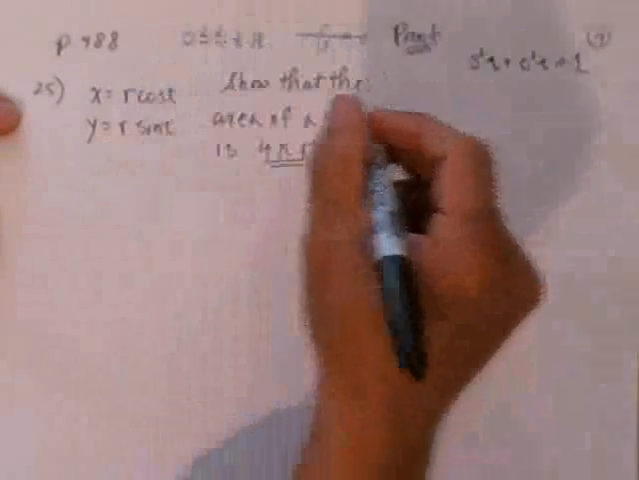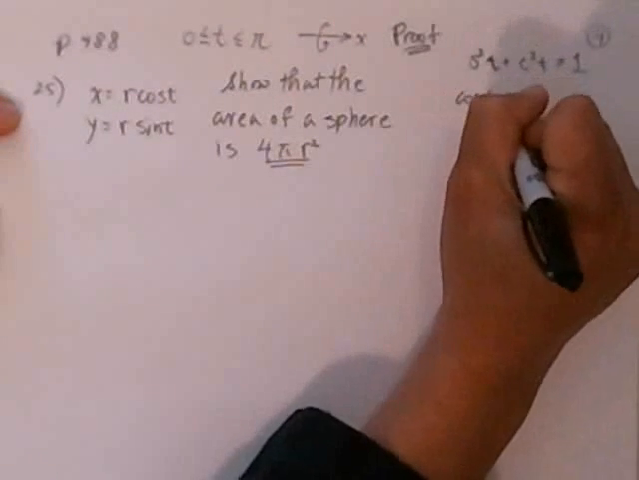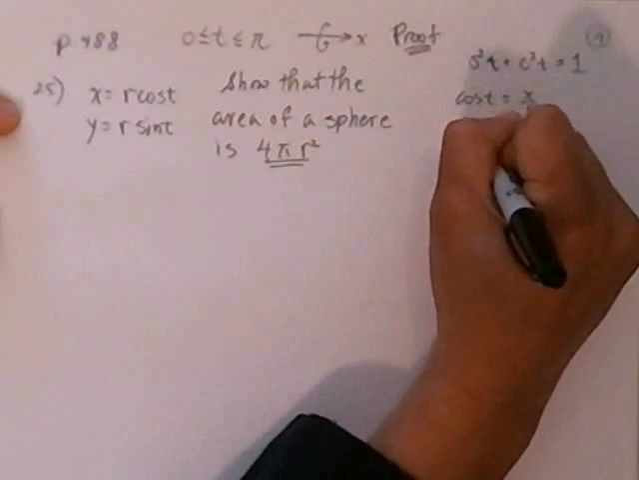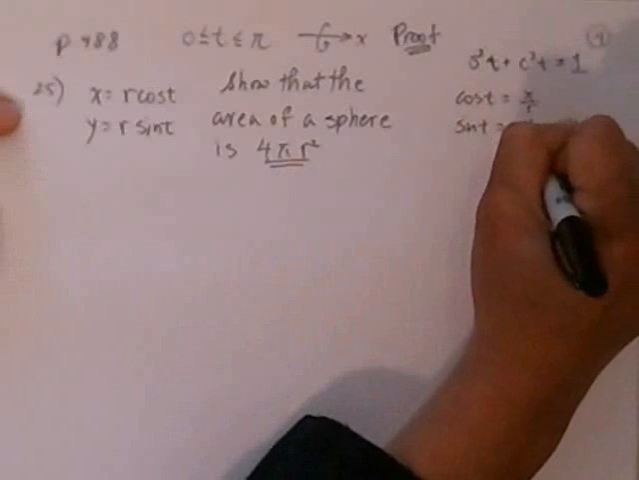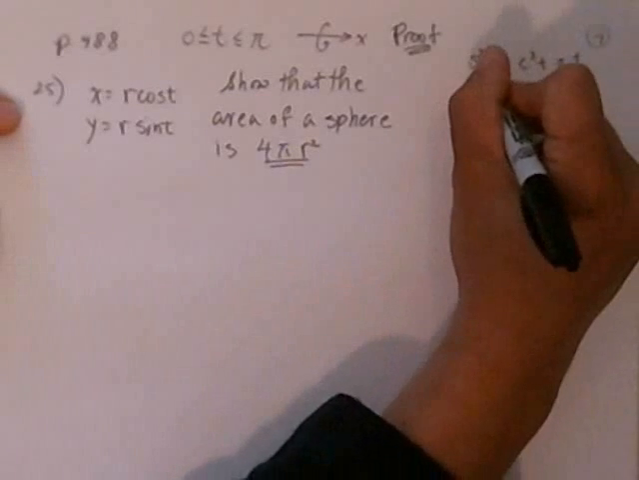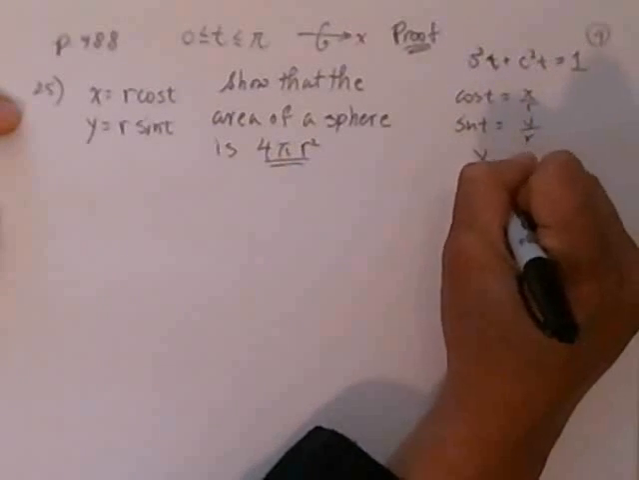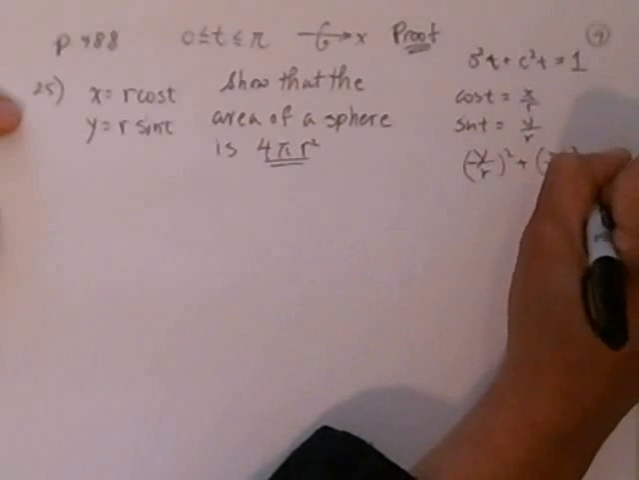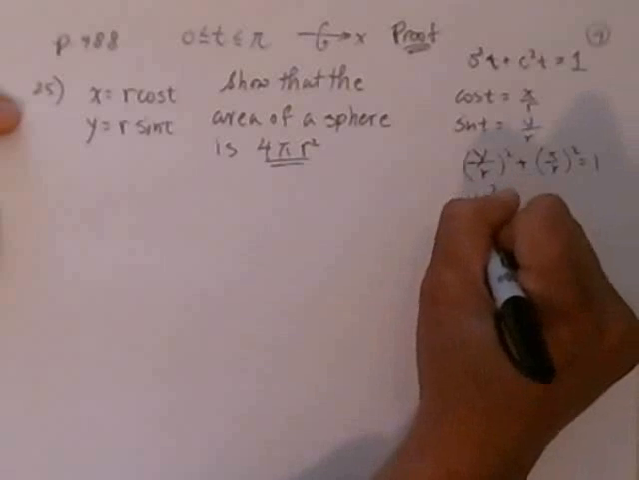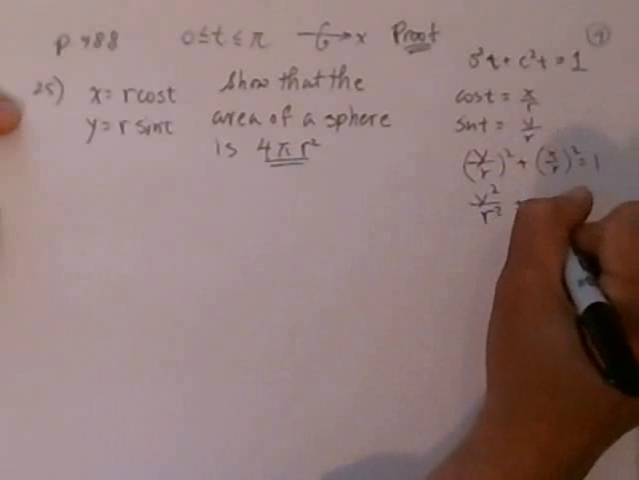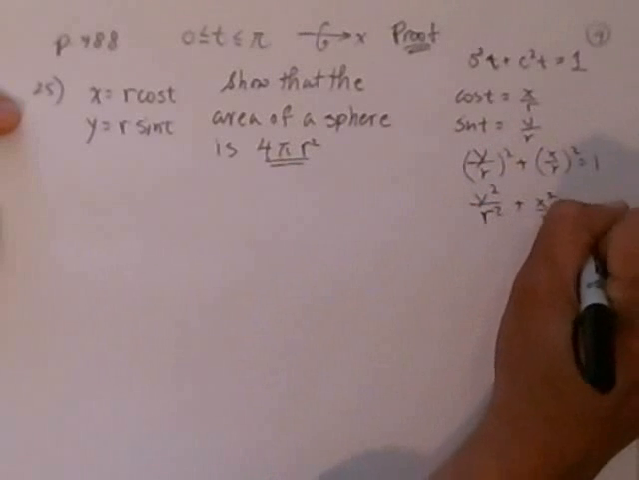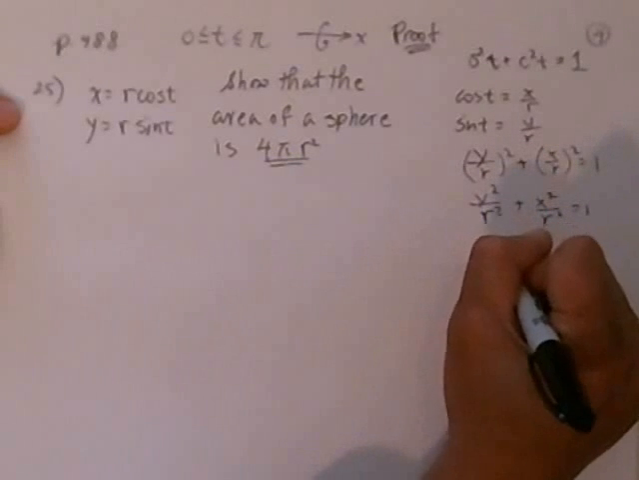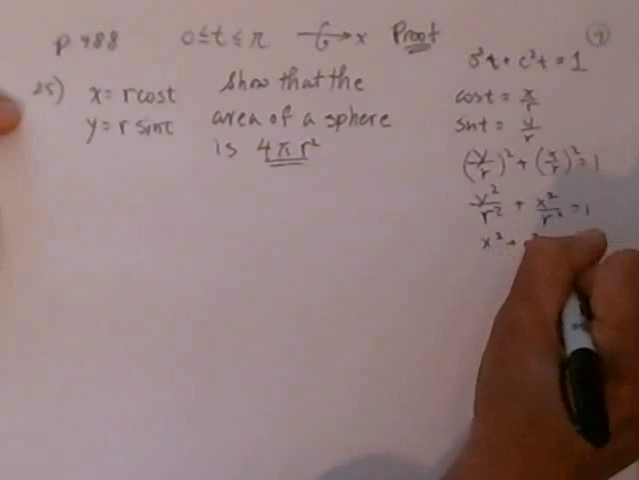Solving for cosine of t is equal to x over r, sine of t is equal to y over r. So sine squared of t plus cosine squared of t is y over r quantity squared plus x over r quantity squared is equal to 1. Y squared over r squared plus x squared over r squared is equal to 1. Multiplying both sides by r squared, x squared plus y squared is equal to r squared.